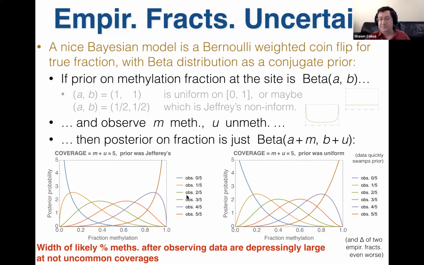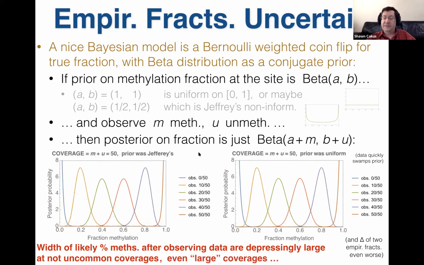So if you observe 2 out of 5 reads to declare methylated, that would be this green curve. That's pretty wide in terms of the region that's roughly a modest probability, right? And maybe anything from 20% to 80% is plausible. So you haven't really pinned down the true value very much. It's because that 5 isn't really that great.